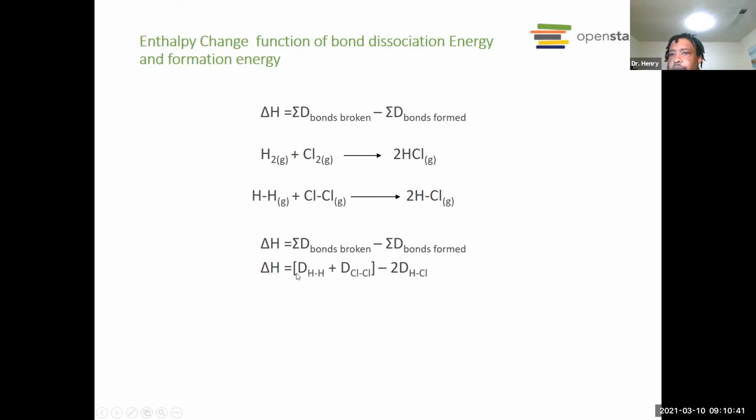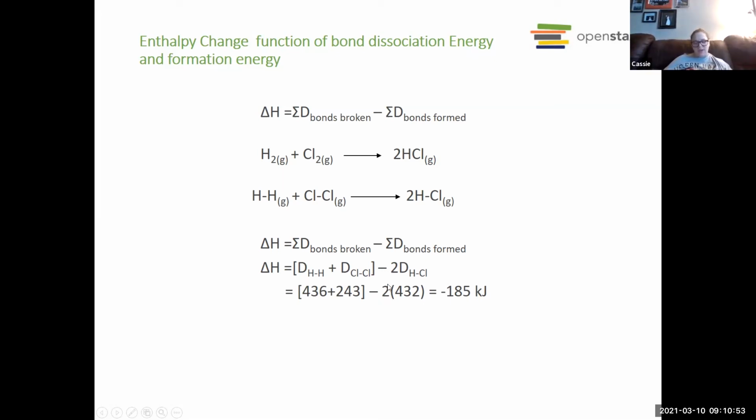So in this case, the bond dissociation energy for the hydrogens was 436. The chlorine is 243. I'm sorry, I thought you said 443, so that's what I put in my calculator. Yeah, it's 243. And then hydrogen. Okay, so then we're going to add those two together.